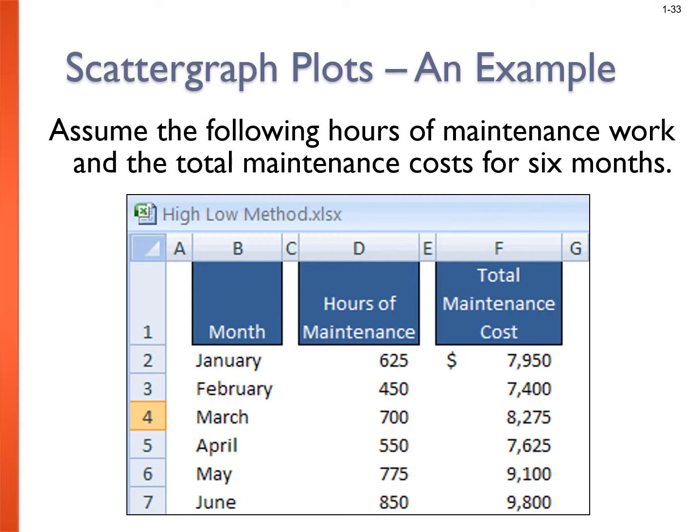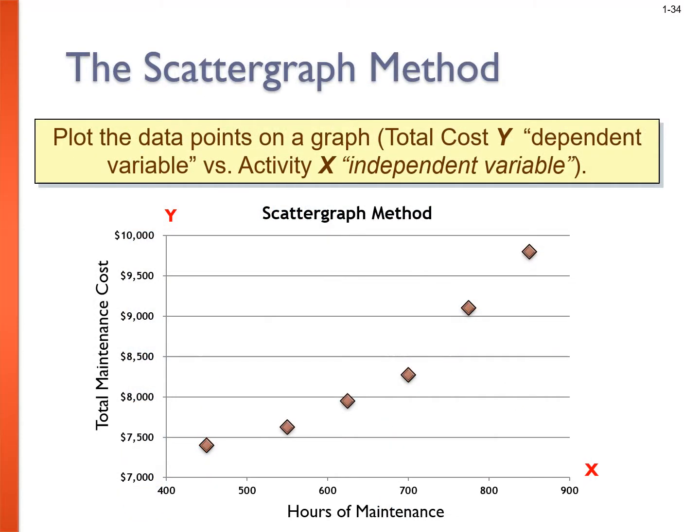And I believe this is in your book as well. Yeah, it's on page, no, that was not the one. It's a little different there. The numbers are just a little different, those are for patients, sorry. I thought it was in your book, but there is another example in your book, so that's even better. But this is for hours of maintenance work and total maintenance costs for 6 months.